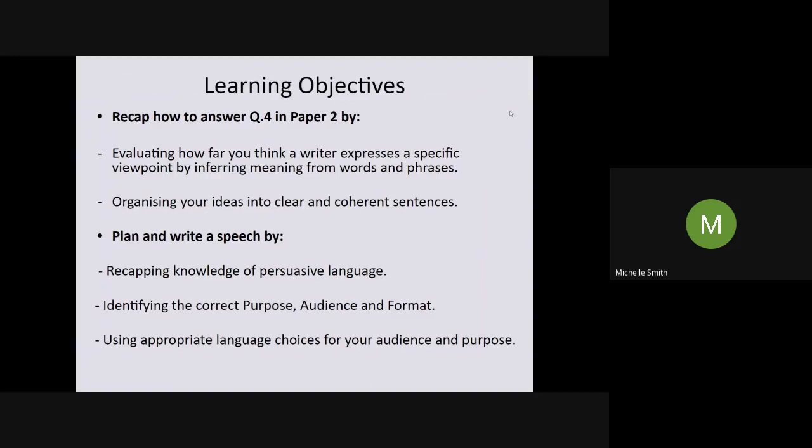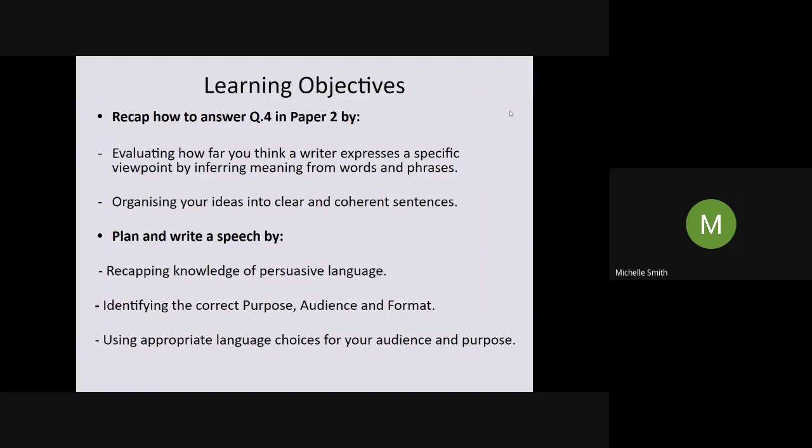And we had to do that by reading a text, inferring meaning from the words and phrases that were in there, and quoting those words and phrases as evidence. And we also, as always, had to organise our ideas into clear and coherent sentences. The second part of this lesson, as I said, because we're going to be looking at a writing task, which would be section B in paper 2, is planning and writing a speech.